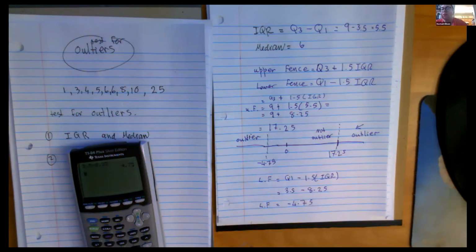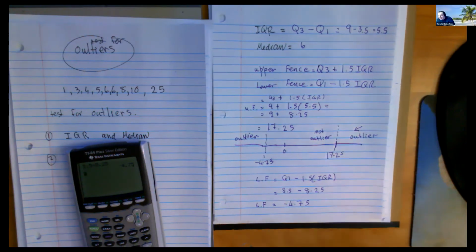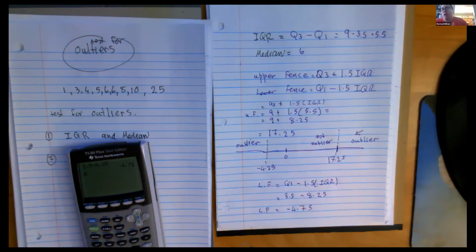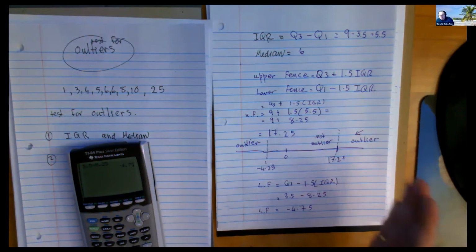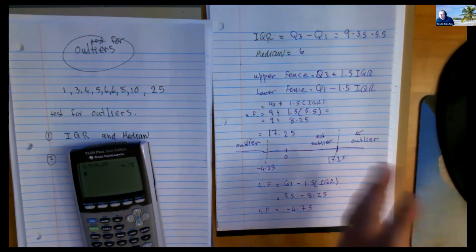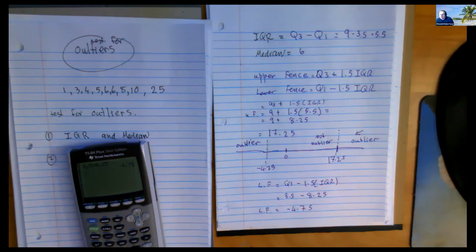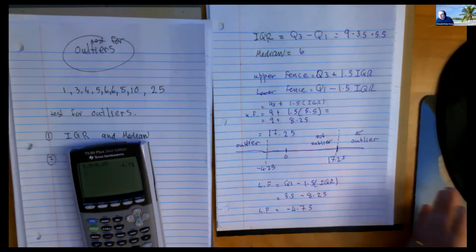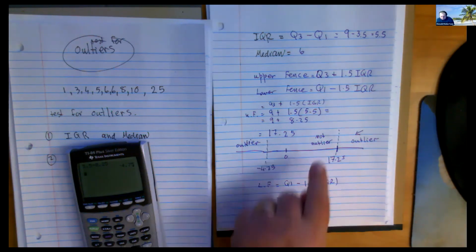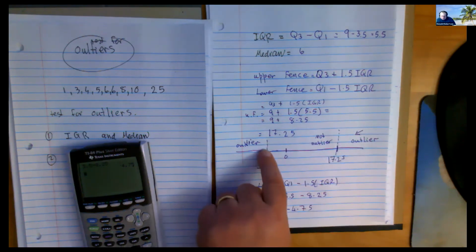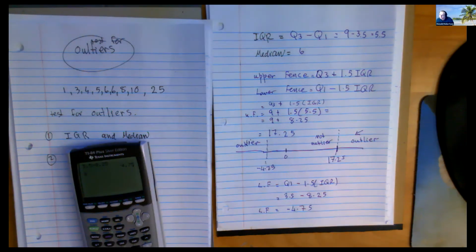So if you get something that's right on the line, because that can happen, say you do get 17.25 or you get -4.75, the rule is you have to be bigger than the fence. I can imagine, especially when that number is a whole number like 20, that you could get a 20. The rule is if you're equal to it, you're okay. You're still not an outlier. So you have to be greater than the fence to be a large outlier, or less than the fence to be another one. Does that make sense? Right.